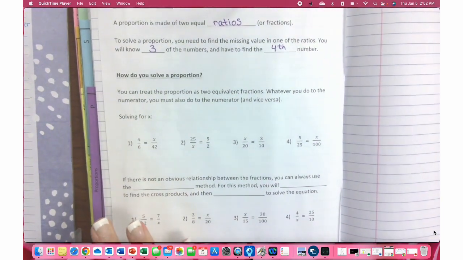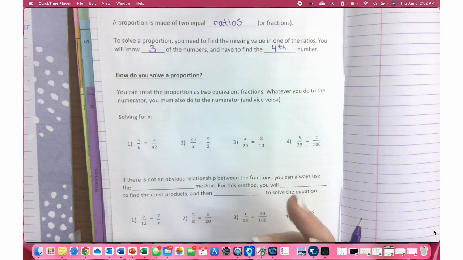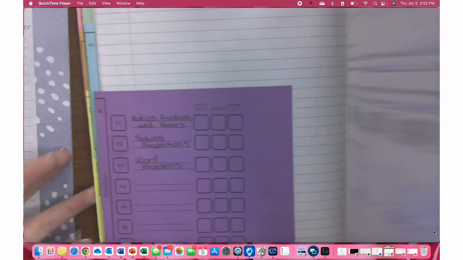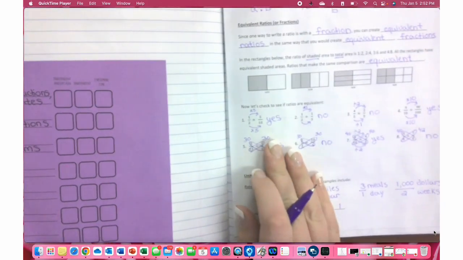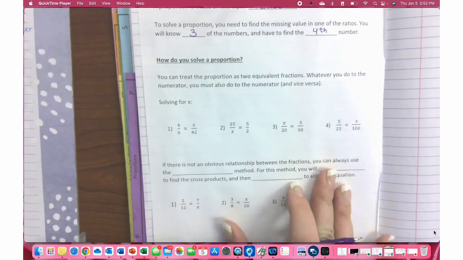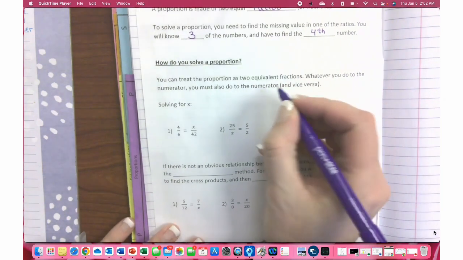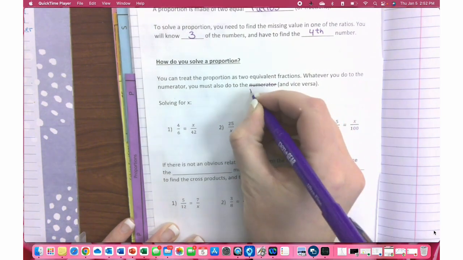So a couple different ways that you could go about actually solving the proportion. First of all, you could start by treating it like two equivalent fractions, just like we did at the start of our notes yesterday to determine whether or not our ratios were equivalent. So we looked at whether or not there was a number we could multiply or divide both the numerator and denominator by to get the second fraction. We're going to treat it much the same way. So whatever you do to the numerator, you would also have to do to the denominator and vice versa. Ooh, this should say denominator.